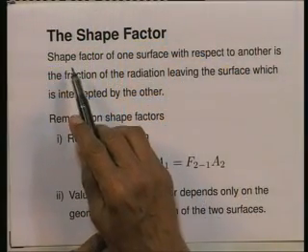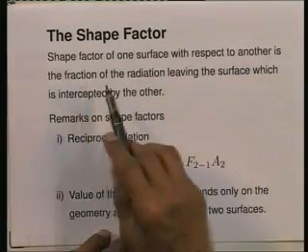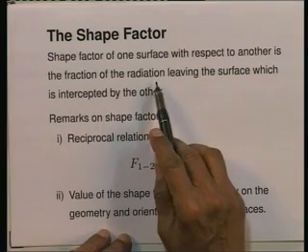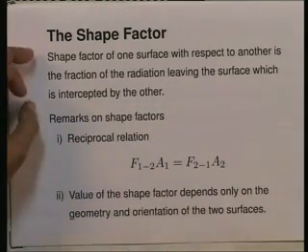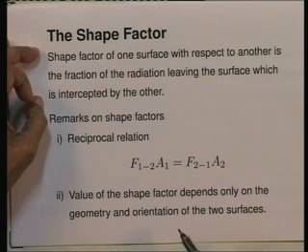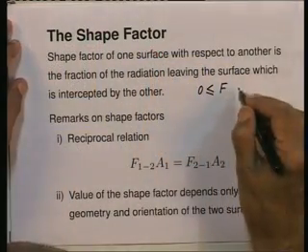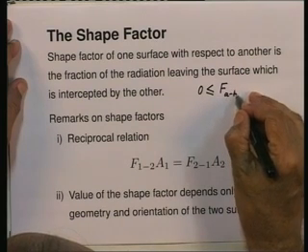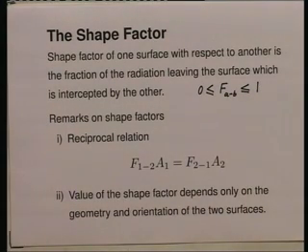The shape factor of one surface with respect to another is the fraction of the radiation leaving the surface which is intercepted by the other. That is our definition of shape factor. By definition, shape factor must be a number between 0 and 1. So, let me write that here. By definition, shape factor f, whatever it be between two surfaces A and B, must be between 0 and 1. It is bounded always by definition.